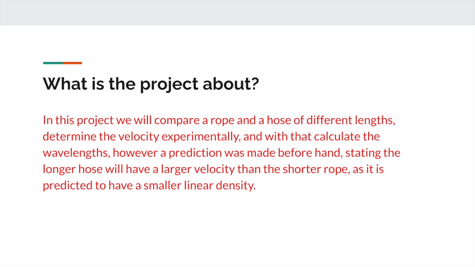For this media project, our group decided to look at the relationship between a wave's velocity and the properties of the rope. First, a prediction will be made based on the properties of two different objects. The wave was created by tying one end of the rope to a surface, and the user would then create a wave by moving the rope up and down.